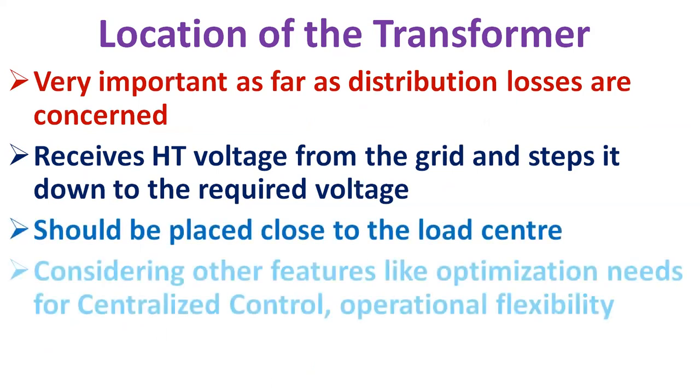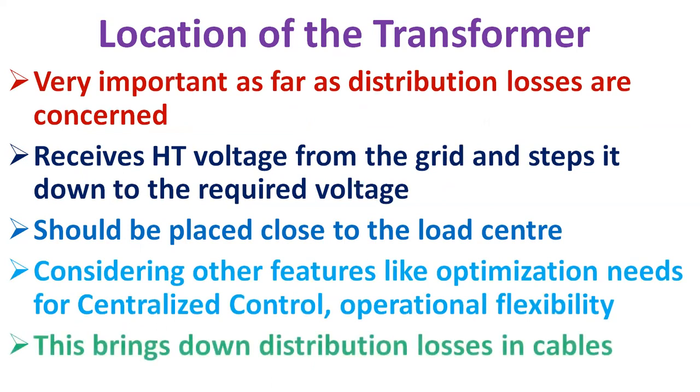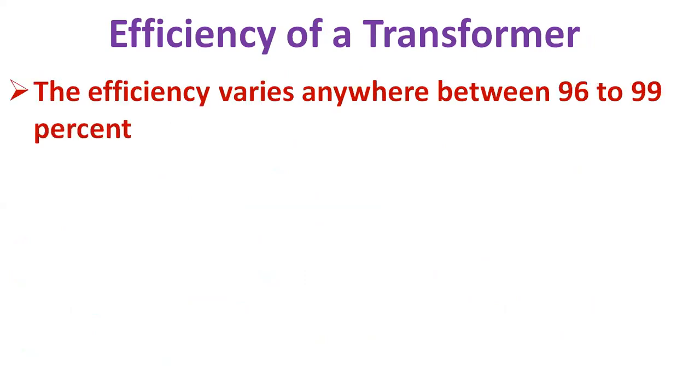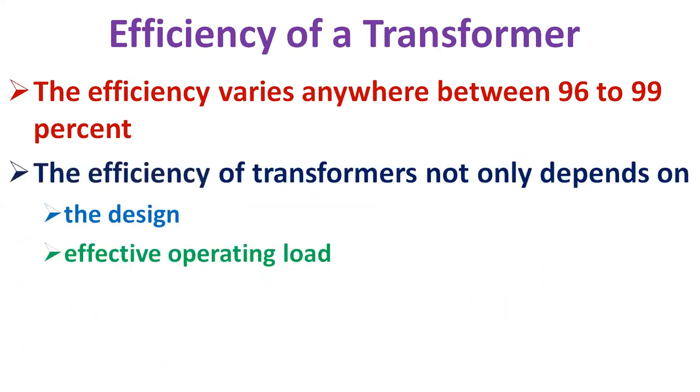Transformers should be placed close to the load center, considering other features like optimization needs for centralized control, operational flexibility, etc. This brings down losses in cables. Let us see the losses and efficiency of a transformer. The efficiency varies anywhere between 96 to 99%. The efficiency of transformers not only depends on the design, but also on the effective operating load.